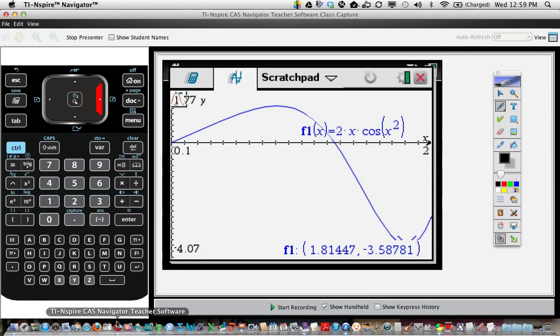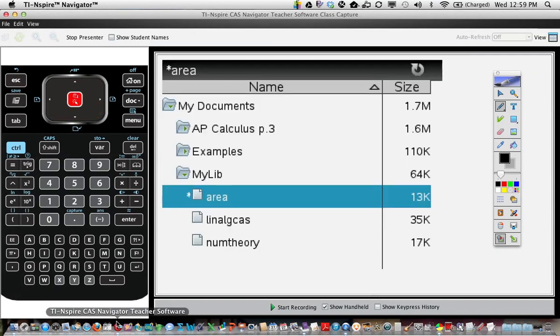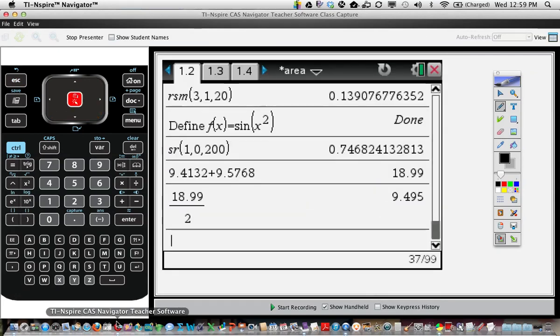So let's do that. Let me remind those of you that were gone what you're going to do: grab that area document that I sent to you, which is actually stored in the mylib folder. I sent it to you. It's in the mylib folder. Let me know if you can't find it. It's just called area. You find it? Zach, where did you find it? Okay, open it up. Now yours might look a little different than this.